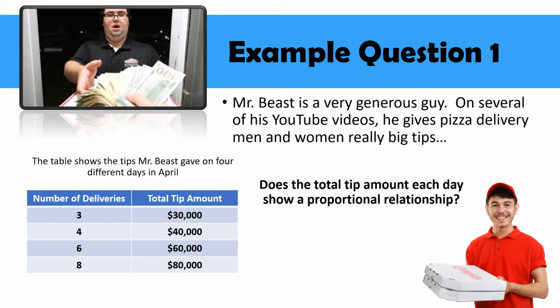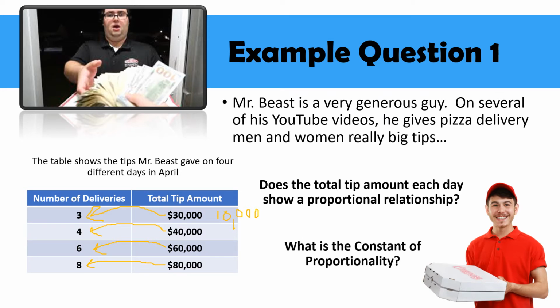In order to figure that out, just like we did on the previous slide, we're just going to divide. 30,000 divided by 3 would give you 10,000. In order for this table to be proportional, every single row would have to equal the same when we divide. 40,000 divided by 4 is also 10,000. 60,000 divided by 6 is also 10,000. And 80,000 divided by 8 is also 10,000. So we would say, yes, it is proportional.